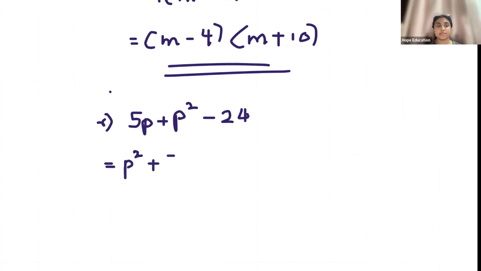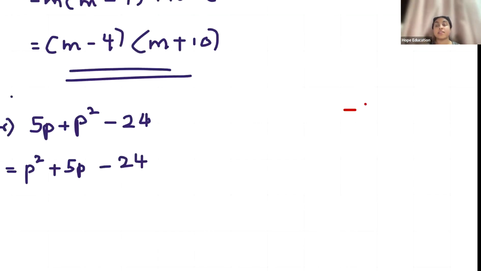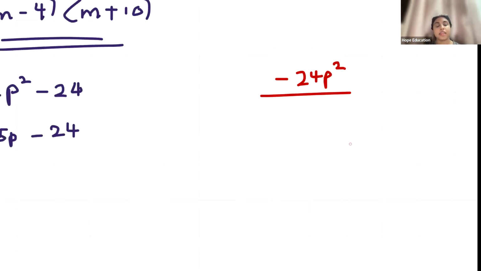Now our work begins. First term and last term, I'm going to multiply: p squared multiplied by minus 24 would be minus 24 p squared. There are so many different ways. 1 times 24, 2 times 12, 3 times 8, 4 times 6. That would be it, no?